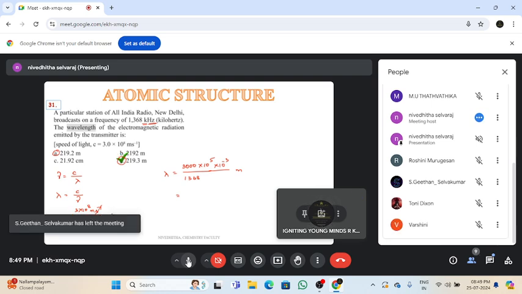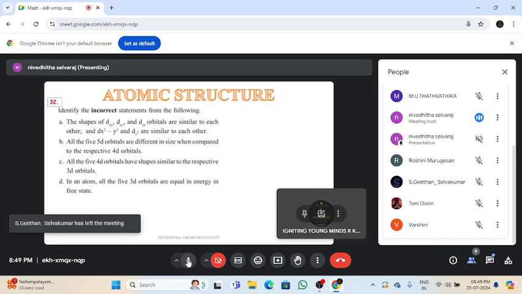Okay. So the next question is we have to identify the incorrect statement from the following. The first statement is: the shapes of dxy, dyz and dzx orbitals are similar to each other, and dx square minus y square and dz square are similar to each other. Is the statement right?